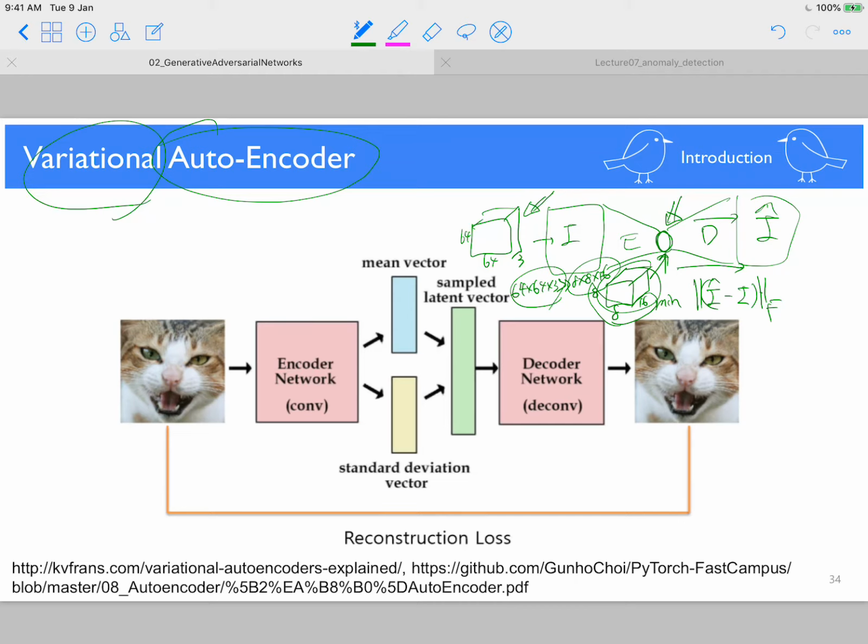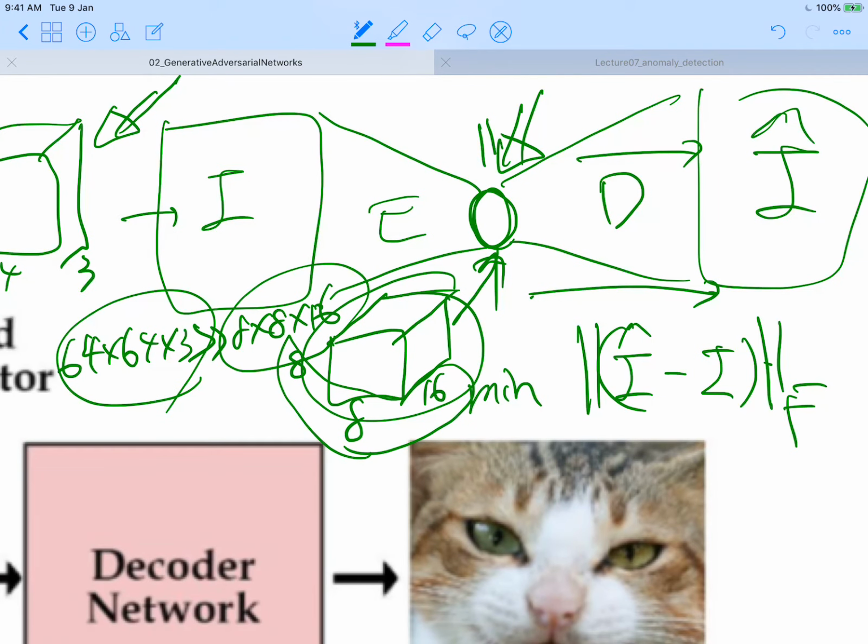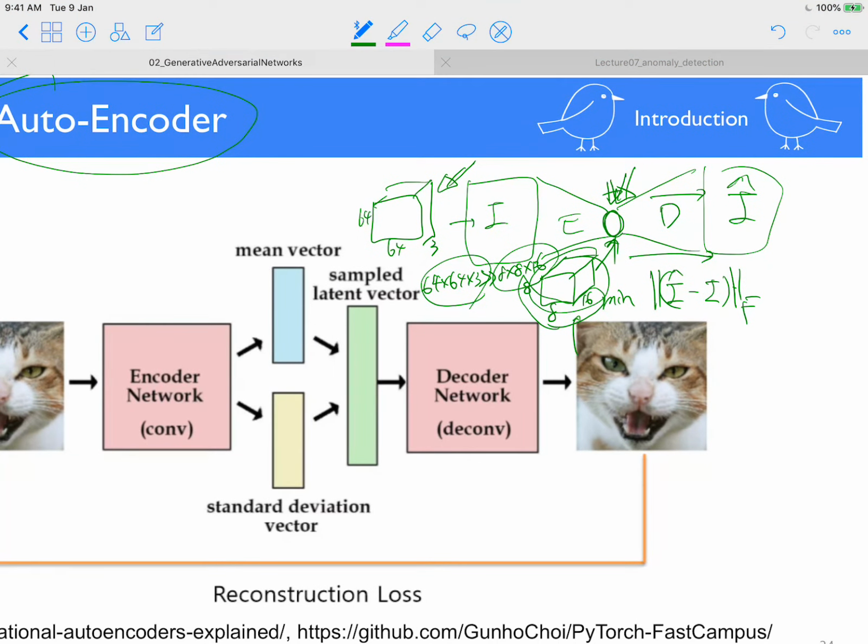Okay, so back to the intuitive explanation of the variational autoencoder. You understand how it works for the autoencoder, right? And then the variational part is like this. Given the encoder output, the VAE, or variational autoencoder, gives us two sets of activation maps. The first one is like this, and the second one has the same size of activation map.